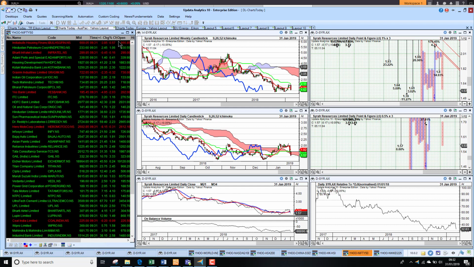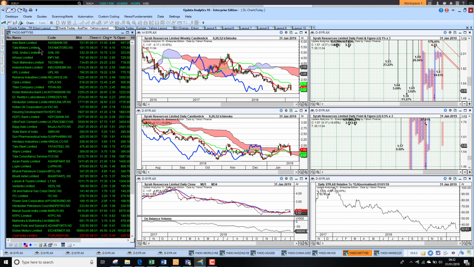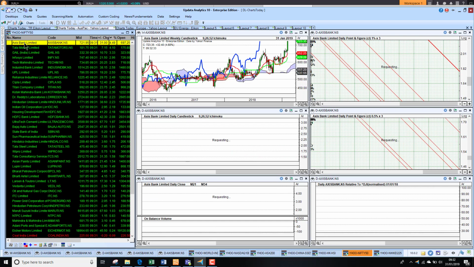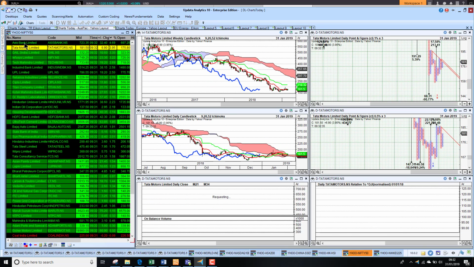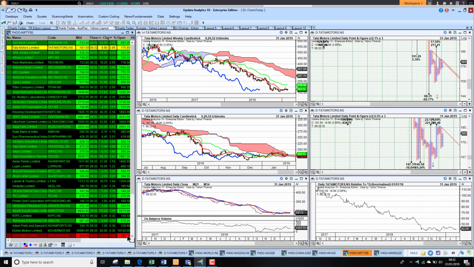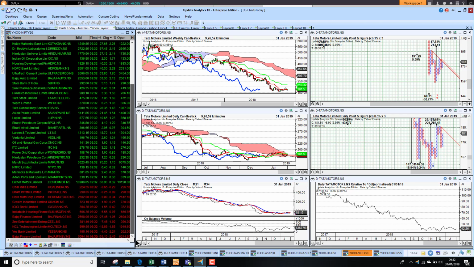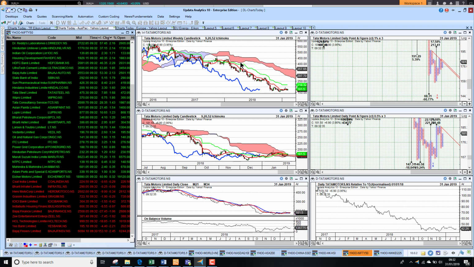Taking a look straight to the Indian market, this data is all coming from Yahoo Finance. We had Axis Bank up 4%, Tata Motors up 4% as well, so really quite significant. Here we see the live prices coming in, and only a handful of stocks down in India.